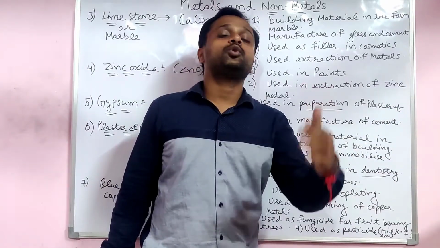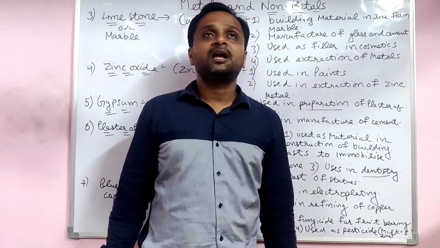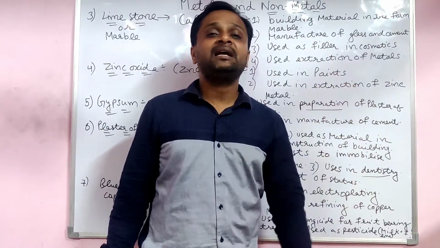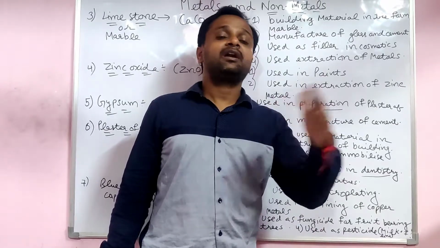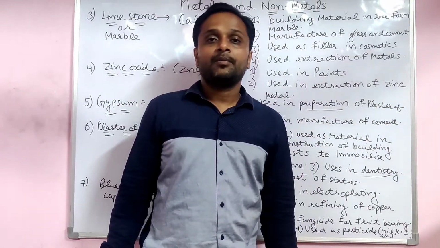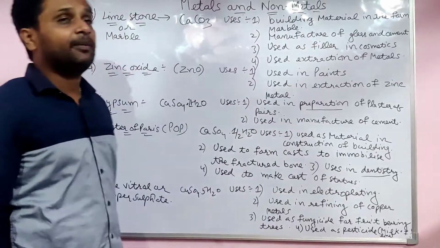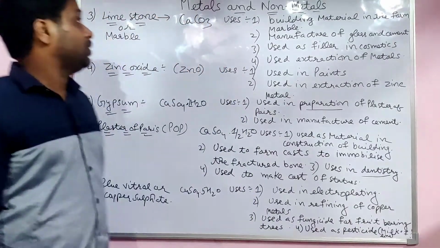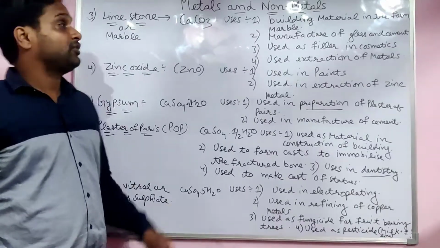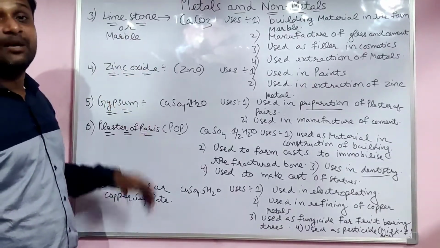Organic compounds are those made from living things, and you can say carbon and hydrogen. Inorganic compounds are other elements. 118 elements are there in the periodic table. Inorganic compounds are those made from non-living things. Now, in this lecture, we have to discuss other inorganic compounds.